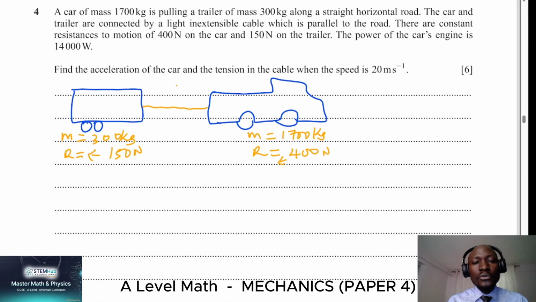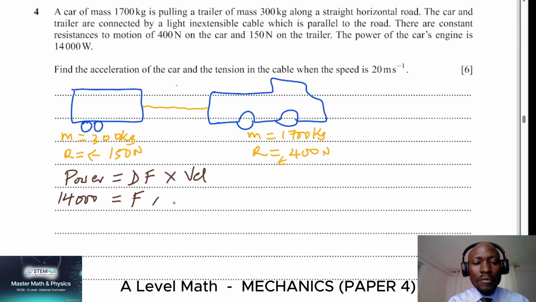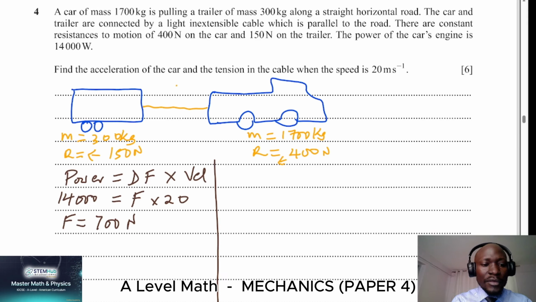When we are talking about the driving force of the car, then we say that power is equal to the driving force times the velocity of the car. Now power, we know it is 14,000 watts, is equal to driving force, which we don't know, times velocity, which is 20. If you make F the subject, you find 14,000 divided by 20, we have 700 newtons as the driving force of the car.